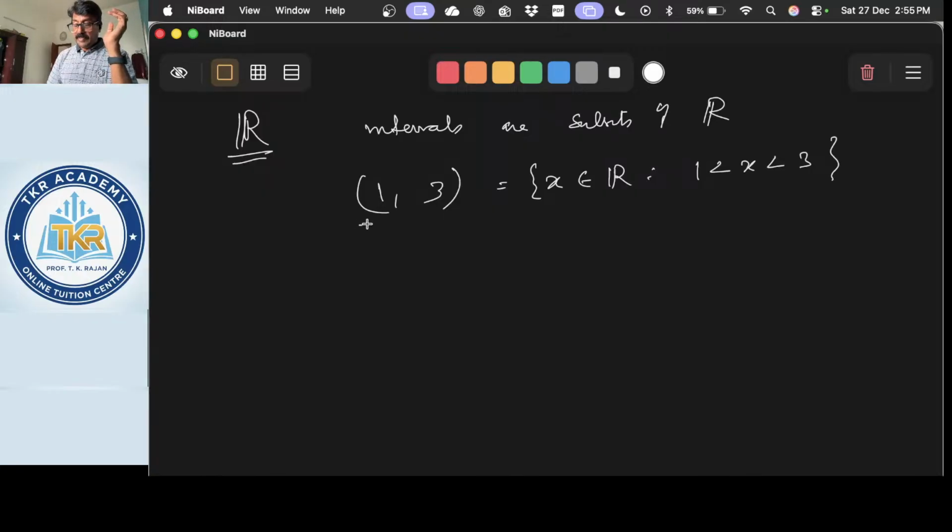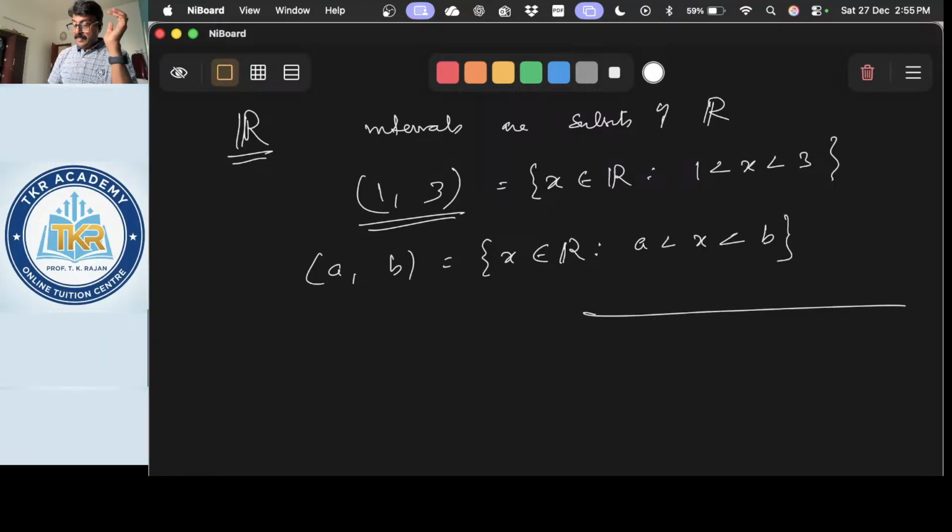Such a set we call an open interval, or generally we write the open interval (a, b) equal to the set of all x in R such that a < x < b. Diagrammatically we can write like this. This is suppose a and this is b. This is the open interval. Here a and b are not included. All the real numbers between a and b are in the set.